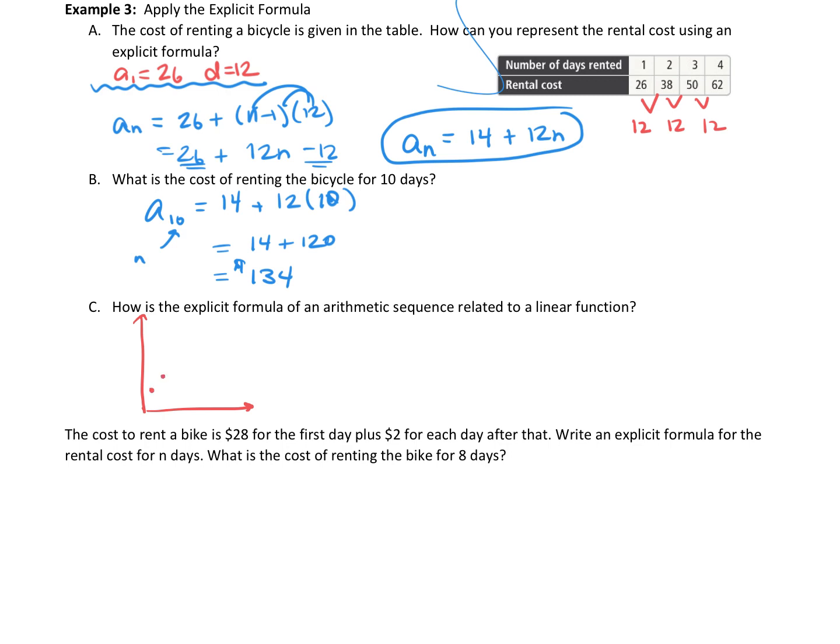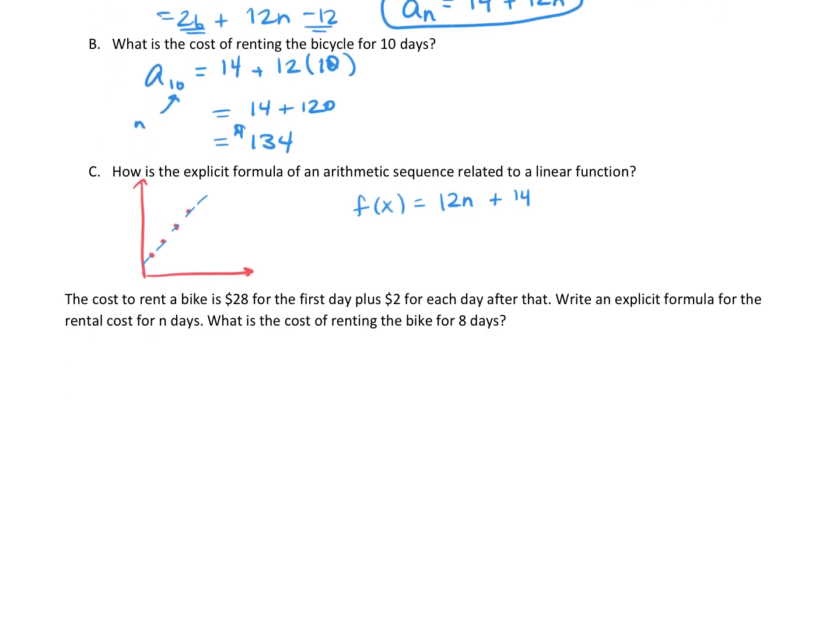(1, 26), (2, 38), (3, 50), (4, 62). So you notice that there is a linear pattern to that. Those are all lining up in a straight line. A linear function, we could write our rule as a linear function. f of x equals 12n plus 14, where 12 would be our slope, 14 would be the y-intercept. So it relates pretty directly with a linear function.